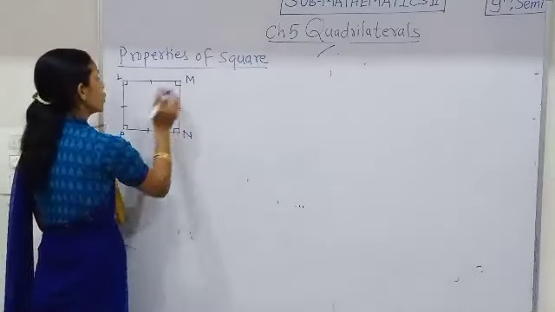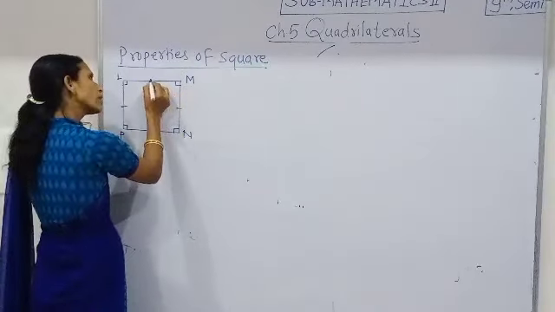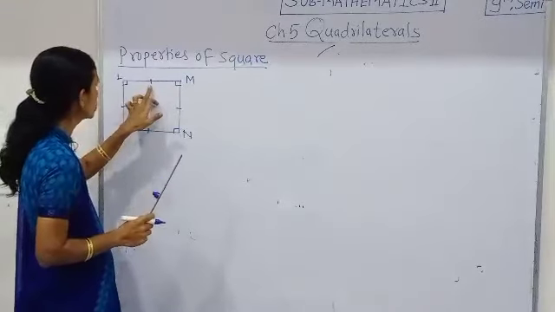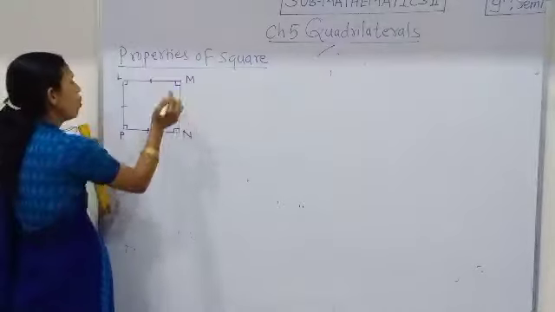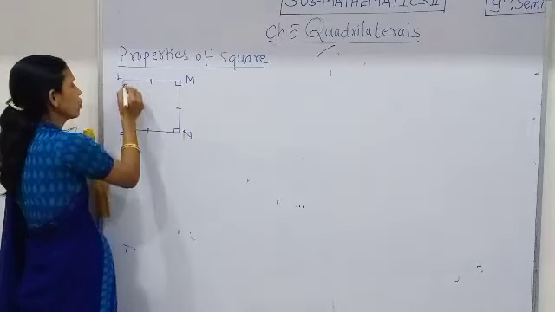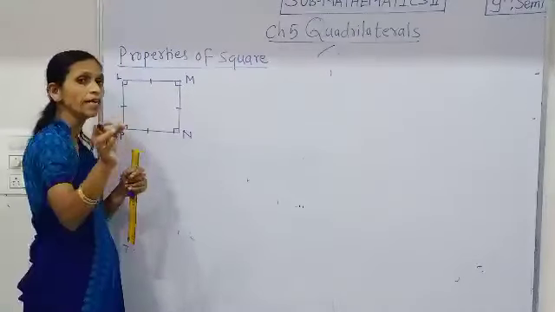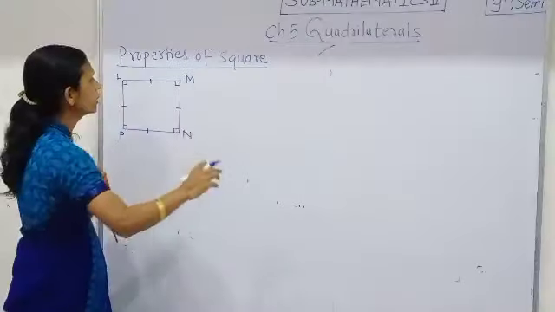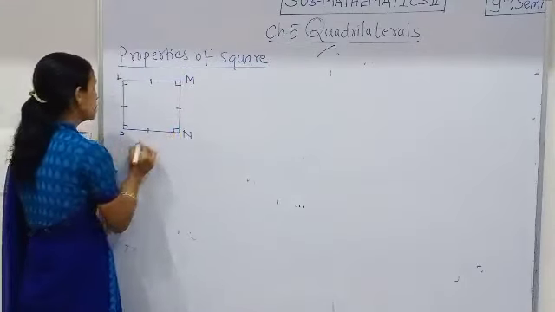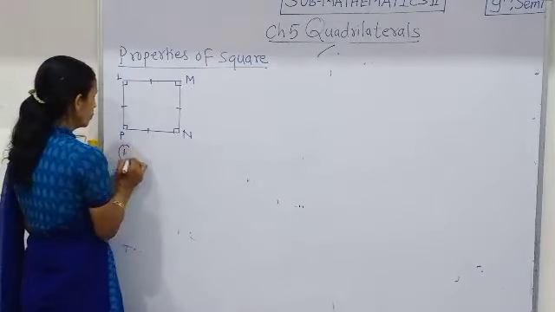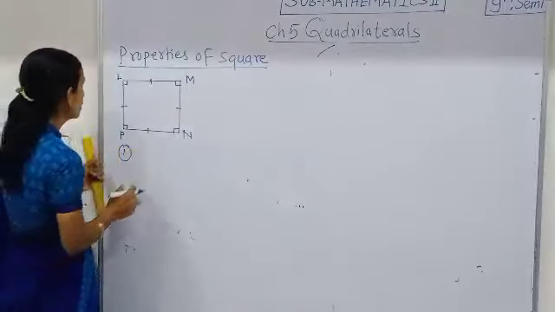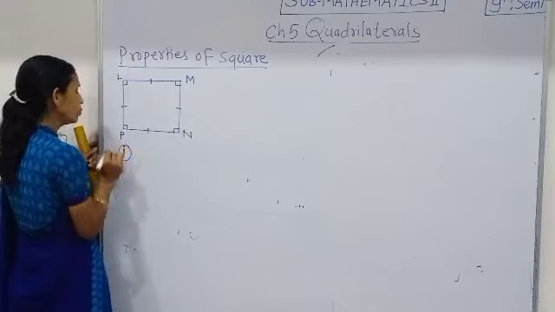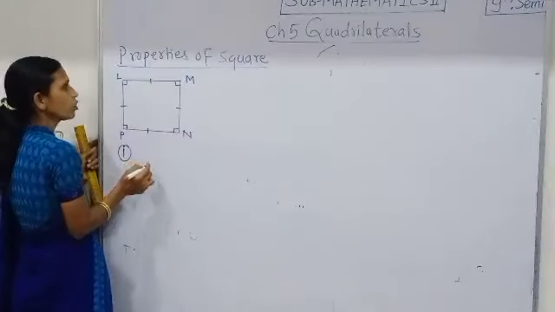See here, what is a square? A square is a quadrilateral of which all 4 sides are congruent, as well as all 4 angles of the quadrilateral are 90 degree and congruent, then it is a square. That means there are 2 properties, and I am going to discuss with you the properties of square.